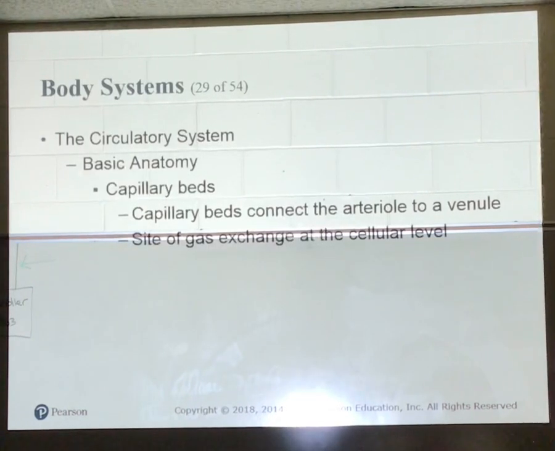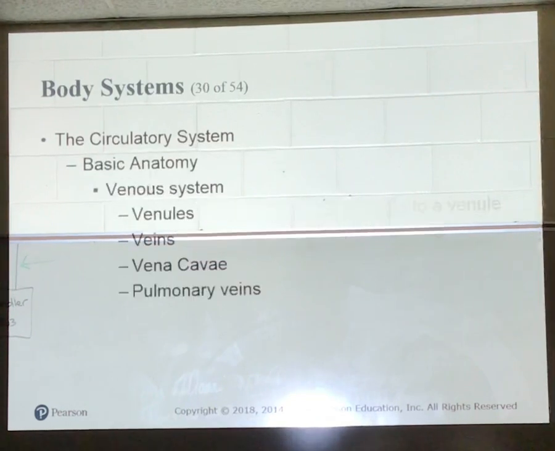A capillary is a tiny blood vessel that connects an arteriole to a venule. A capillary has walls that allow for the exchange of gases, nutrients, and waste at the cellular level. All fluid, oxygen, and carbon dioxide exchange takes place between the blood and tissue cells through the walls of the capillaries in all parts of the body.